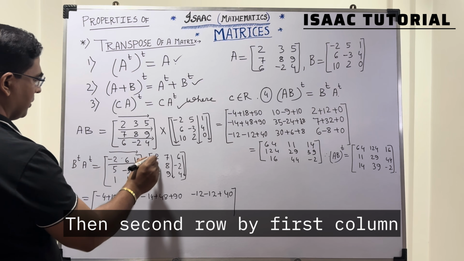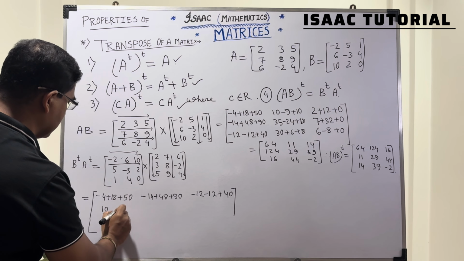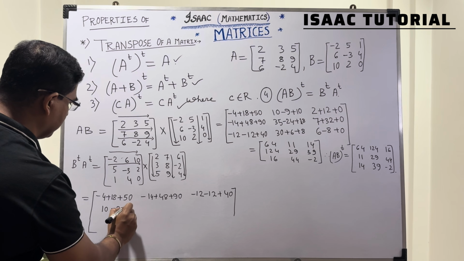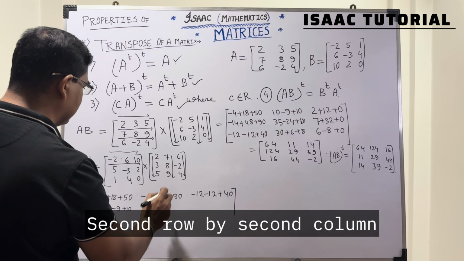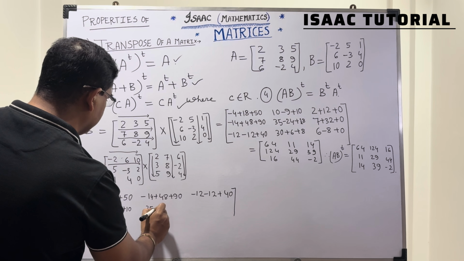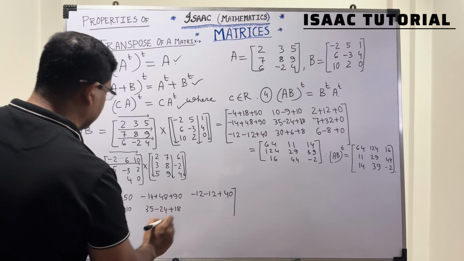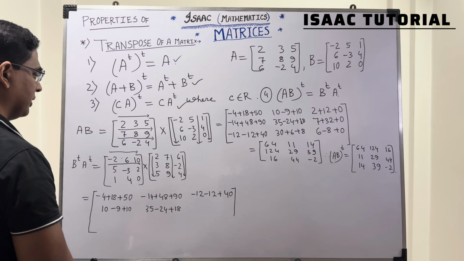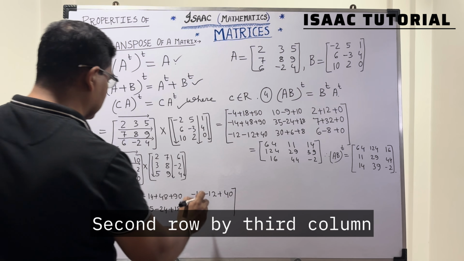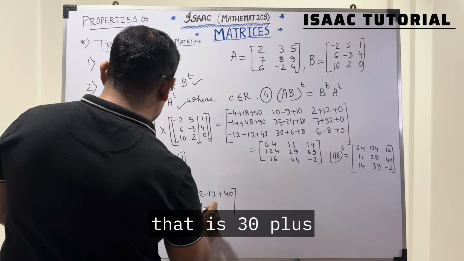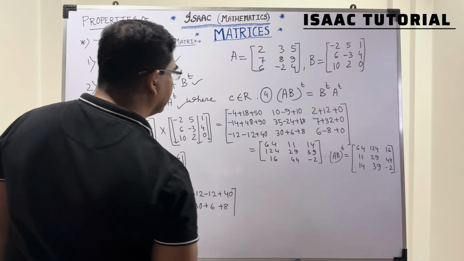Then second row by first column, 10 minus 9 plus 10. Second row by second column, 35 minus 24 plus 18. Second row by third column, that is 30 plus 6 plus 8.